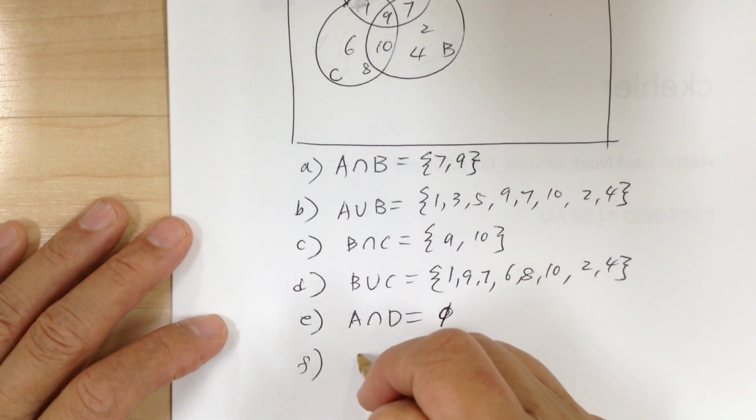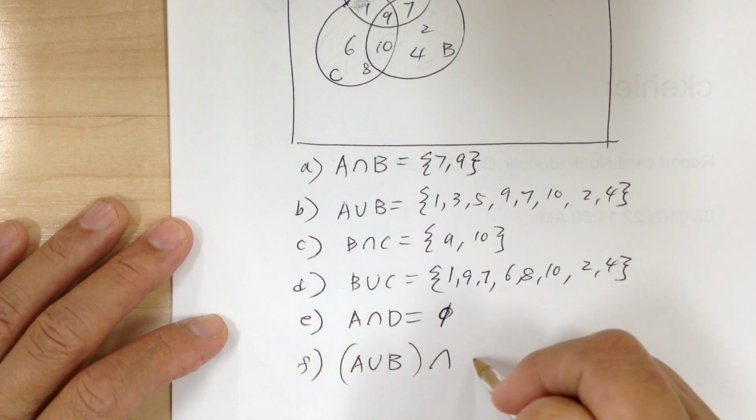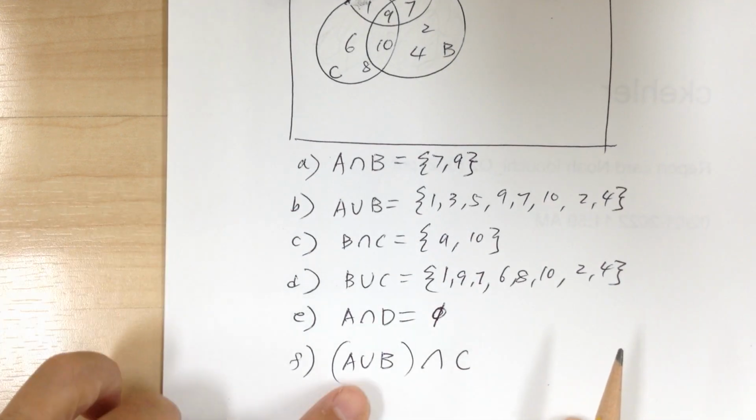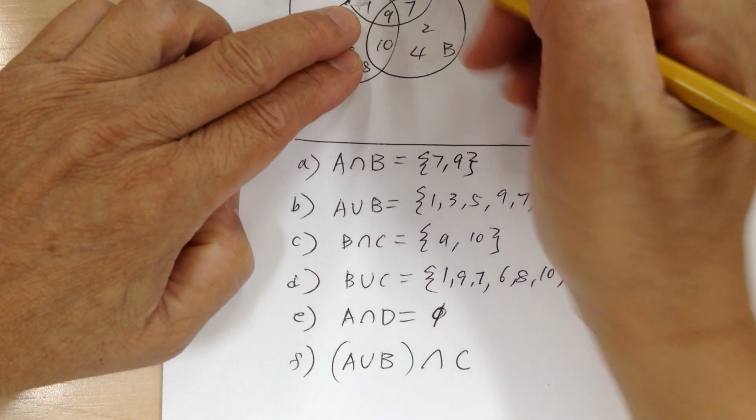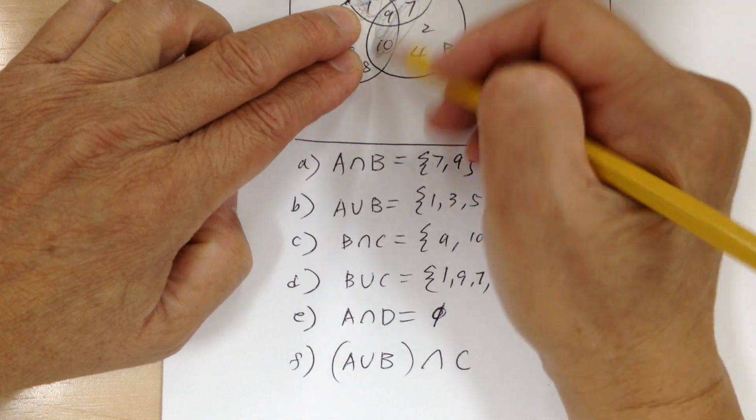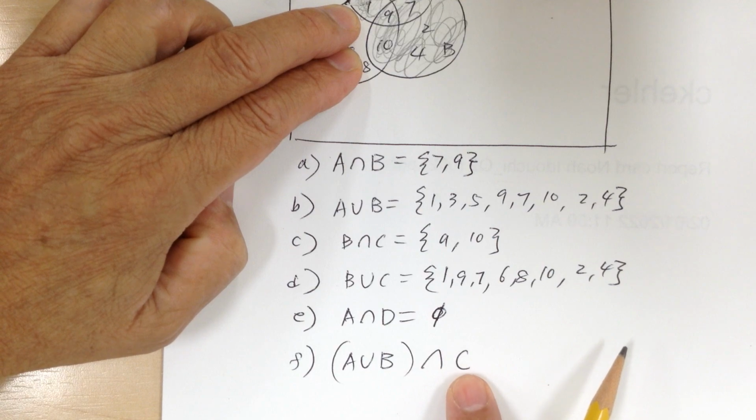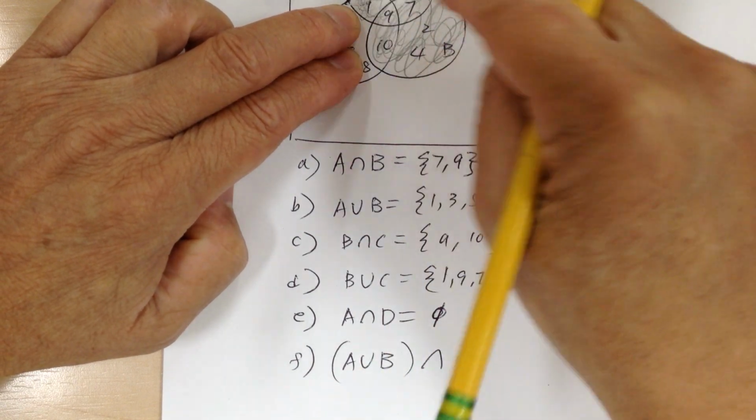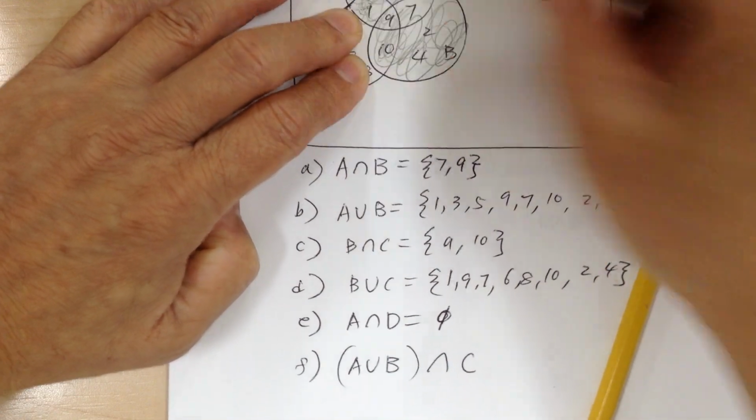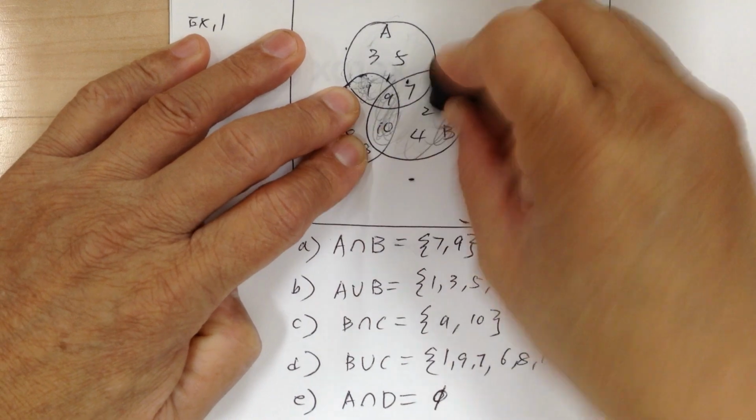Let's go to F. You're looking for A union B intersect C. So this is a little bit tricky. A union B is this whole thing right over here. Now you have to intersect C. That means this also has to be part of C. So this is out because this is not in C. This is out, this is not in C. This is out, this is not in C.